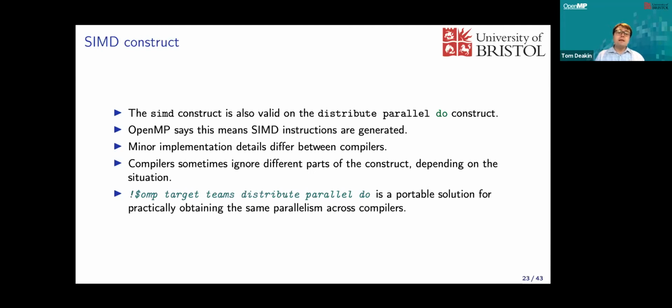So there's some implementation details that differ between different compilers, and sometimes compilers ignore different parts of the construct depending on the situation. I'll come to that in the next slide, where we talk a little bit about how we might map OpenMP parallelism, the league of teams of threads of perhaps vector instructions, onto GPU parallel models and the hierarchy that's actually available in the hardware. But in general, using this big construct, target teams distribute parallel do seems to be the most portable solution. Adding SIMD in can sometimes help with that portability as well.